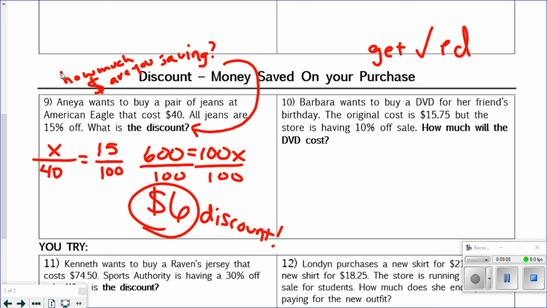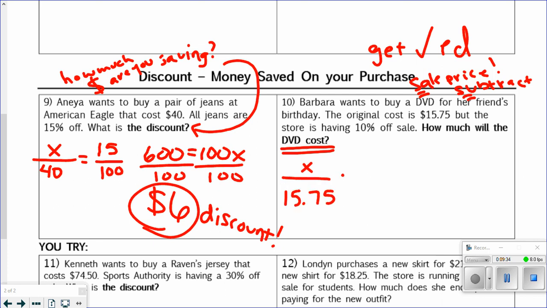Okay, number 10, Barbara wants to buy a DVD for her friend's birthday. The original cost is $15.75, but the store is having a 10% off sale. How much will the DVD cost? So this time we have to find the discount, but we also have to find the sale price, because we want to know how much it costs at the sale. And sale price means we're going to subtract. I think sale price starts with an S, subtract starts with an X. So we've got x, we don't know how much it costs, over the $15.75 equals 10% off over the original.